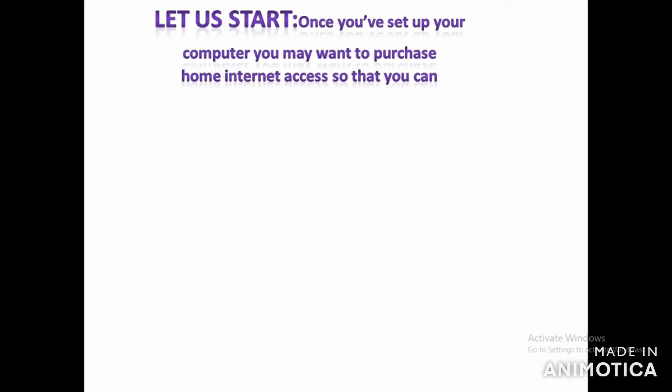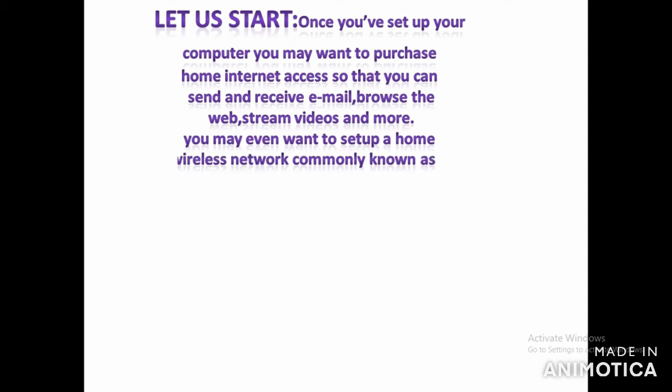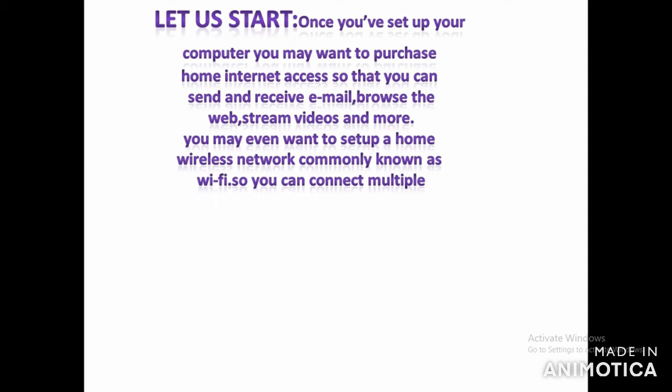So once you have set up your computer, you may want to purchase home internet access so that you can send and receive email, browse the web, stream videos, and more. You may even want to set up a home wireless network, commonly known as Wi-Fi, so that you may connect multiple devices to the internet at the same time. So how is it possible?